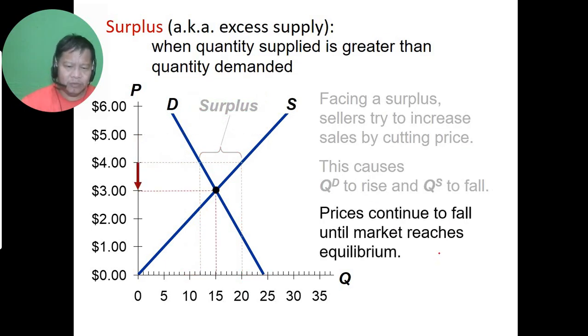Prices continue to fall until the market reaches the equilibrium. So, ang market, mabalik ra sa equilibrium in a completely competitive market. So, balik ra sa equilibrium. So, nagsabot na sila nga mao na ang price. Mao na ang the law of supply and demand in a perfectly competitive market.